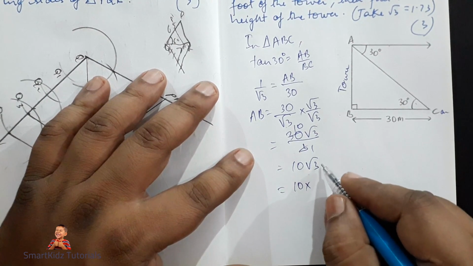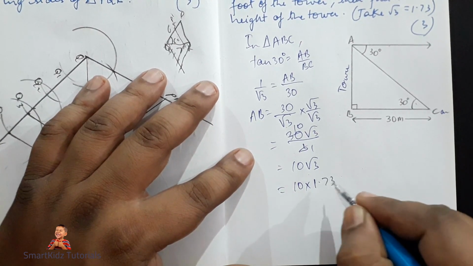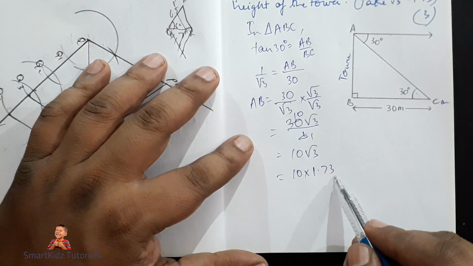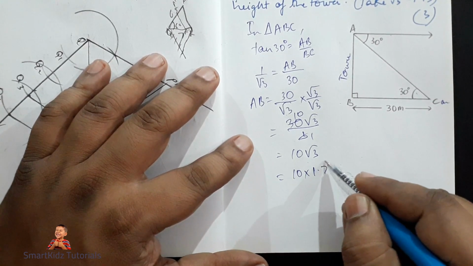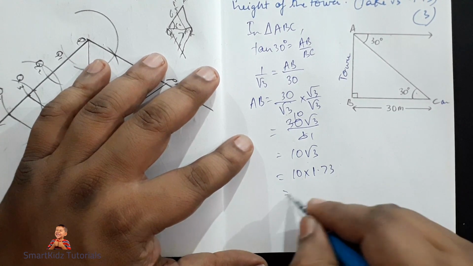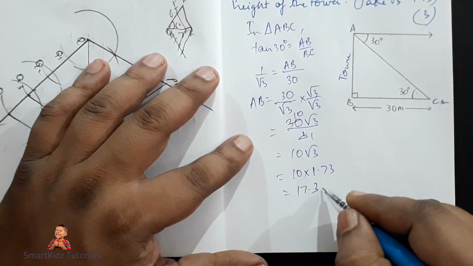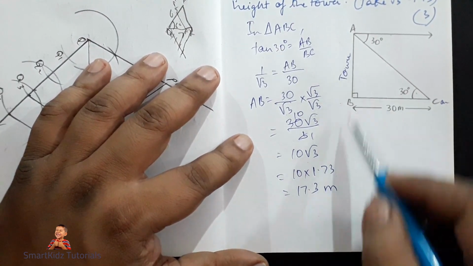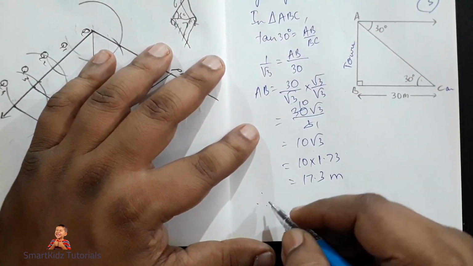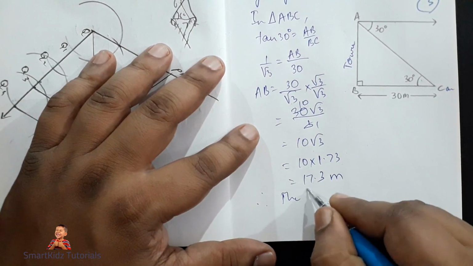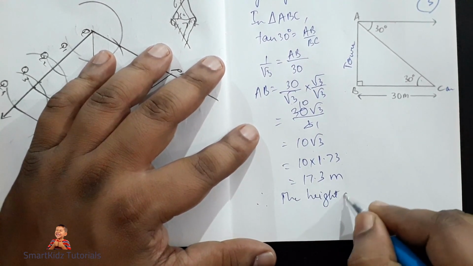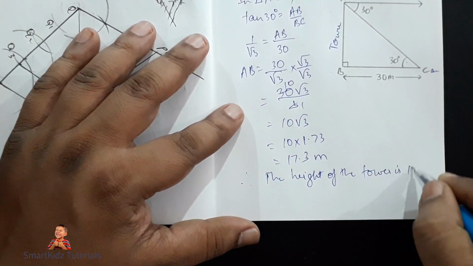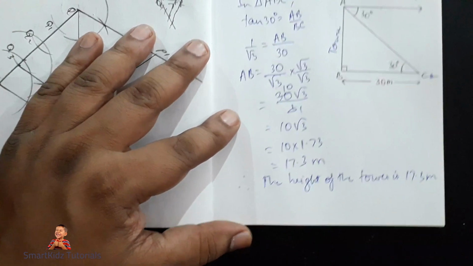So 10 into root 3 means 10 into 1.73. Again, because this is 10 multiplied into 1.73, the decimal point will move one place towards the right, and we will get 17.3 meters. So that is the height of this tower. So you can say therefore the height of the tower is 17.3 meters.